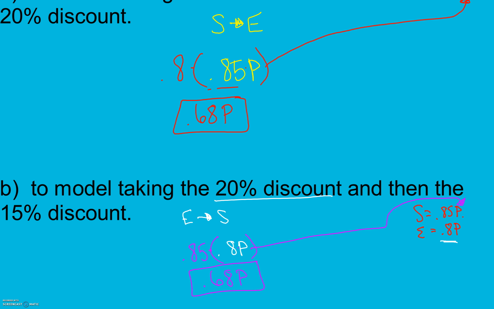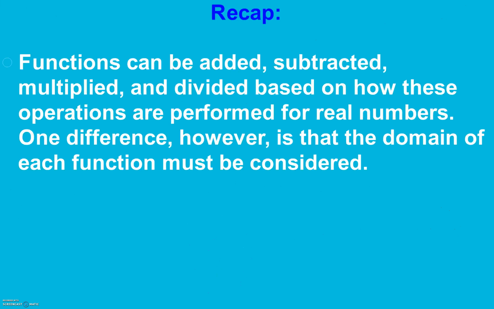But anytime we're doing adding and subtracting and multiplying and dividing, the order does matter. We can do multiplication in any order, though, so since these are both multiplying, it didn't matter the order that we took them. Recap here. Functions can be added, subtracted, multiplied, and divided based on how these operations are performed for real numbers. One difference, however, is that the domain of each function must be considered, and that's all for 6.6.